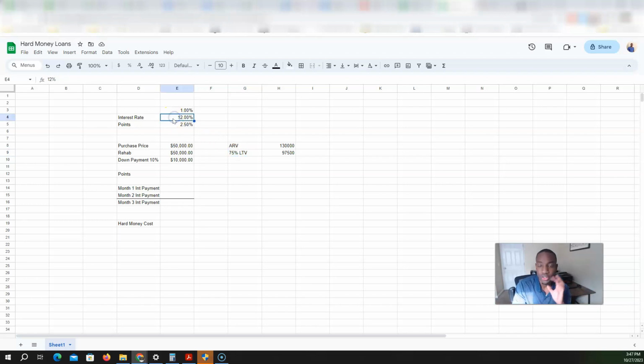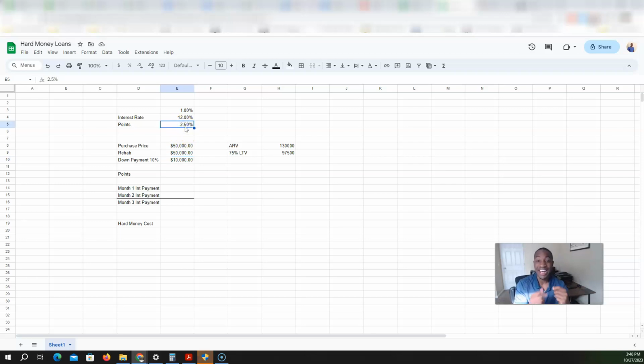Now, on your quote with hard money lenders, they usually have interest rates and points. Interest rates are based off of the purchase price less your down payment. All right, you hearing me out? Purchase price less your down payment. And then as the months go on, as you take from your rehab budget, they add that to the principal amount, and that's your interest payment. And we're going to show you all examples of that.